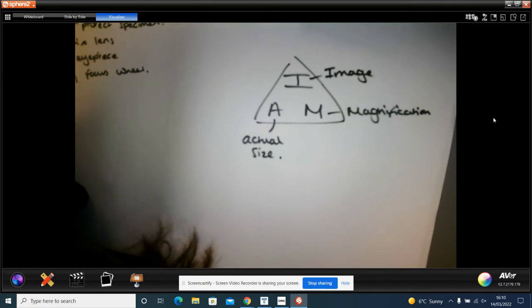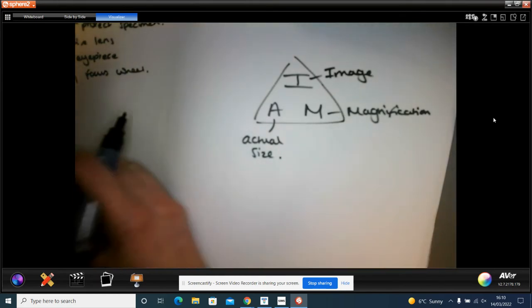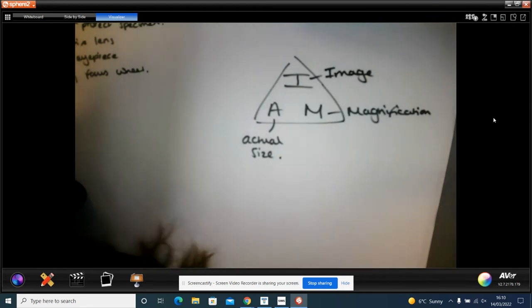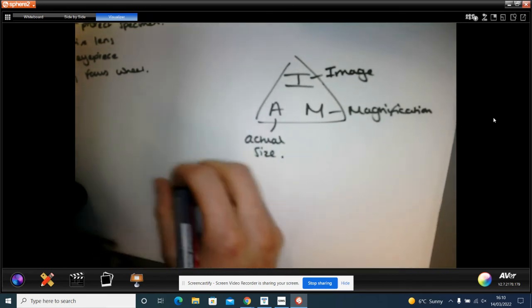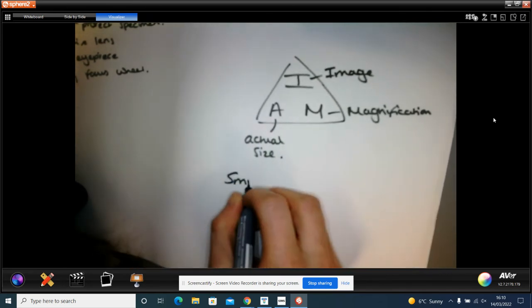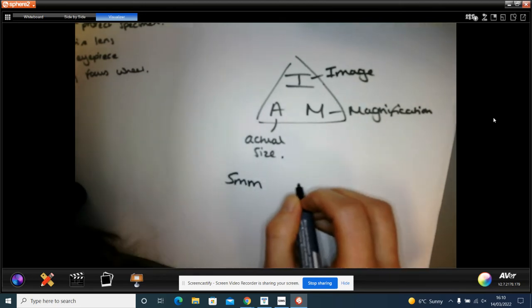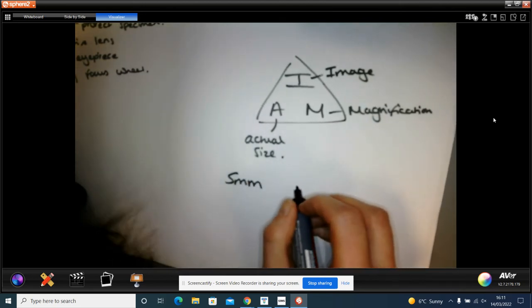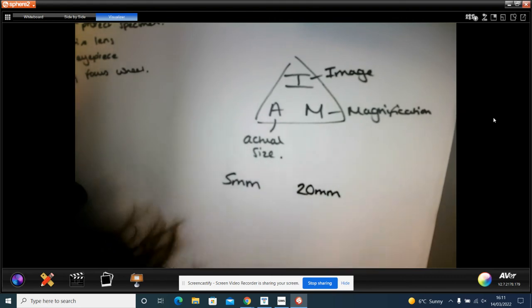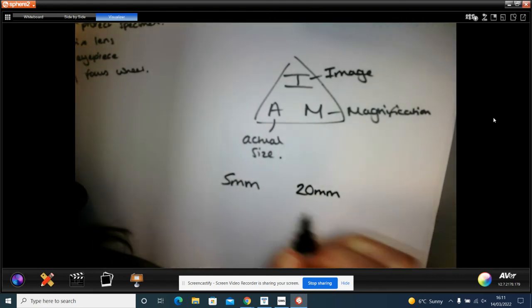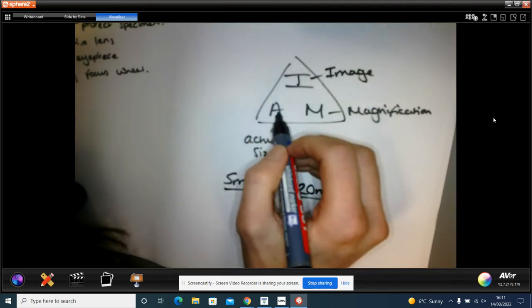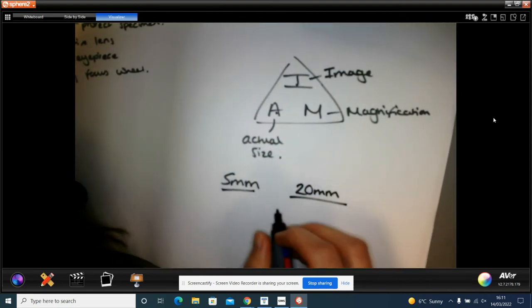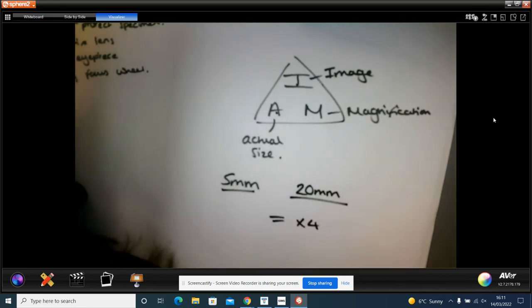Now, the type of question that you would get is, Susie was looking at an image of a fly down the microscope. The actual size of the fly is 5 millimeters. The image size appeared to be 20 millimeters. What is the magnification? In that case, image is 20, actual is 5. So you do image divided by actual. So 20 divided by 5, magnification would be times 4.